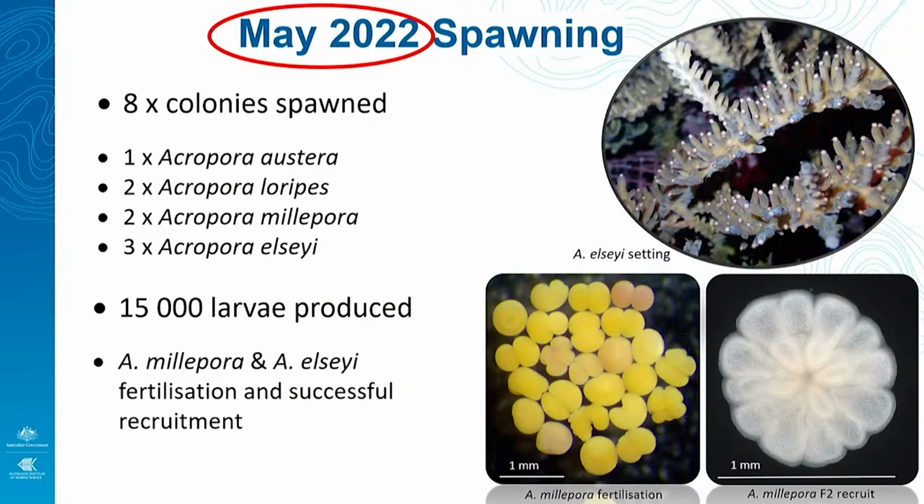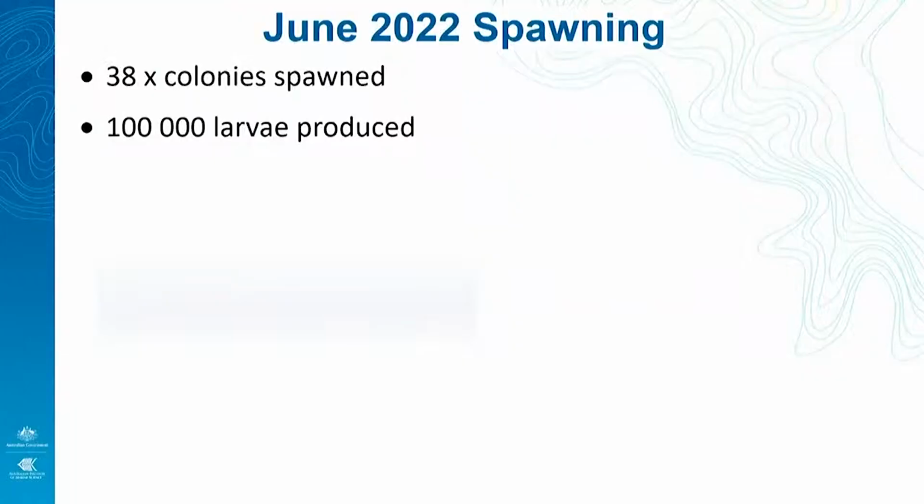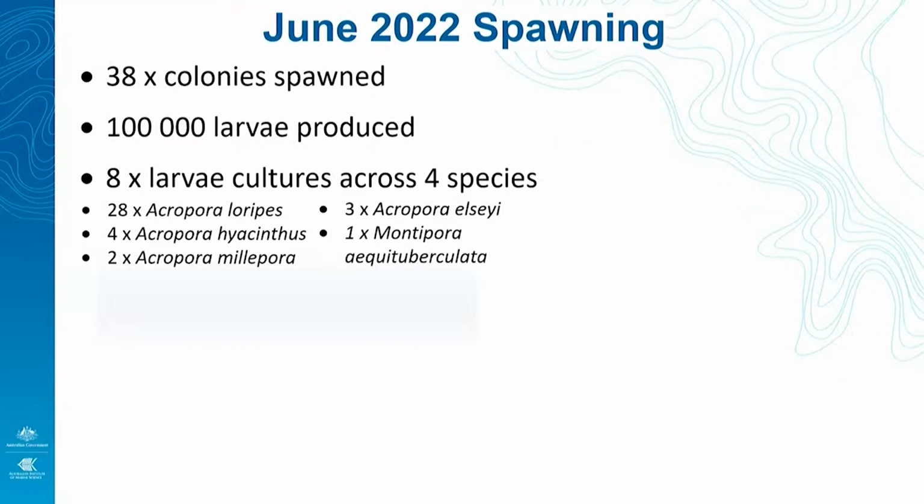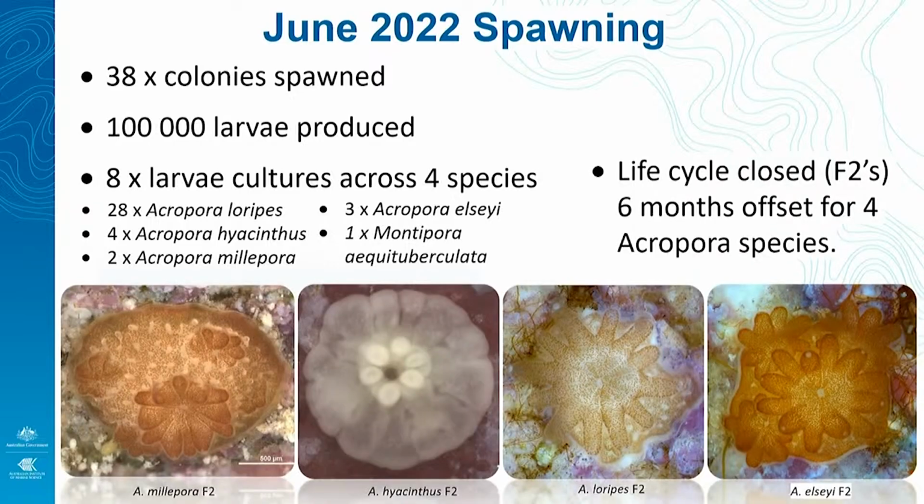Those keen-eyed spawners would recognise that May is not actually offset for the mid-shelf expected spawning time, but this year and this data was a split spawning year. So this is why we had spawning across May and June. June was even more successful, and we had 38 colonies producing 100,000 larvae, making 8 larval cultures across 4 species, and also settling 4 Acropora species and closing the life cycle, producing F2s in captivity.